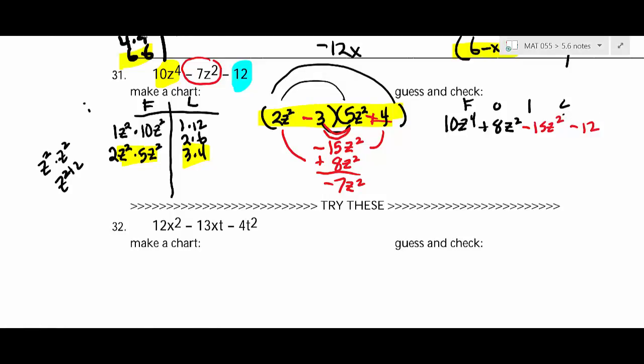Now, does that match what we started with? Yeah. It does, because these are like terms. So you would have 10z to the 4th minus 7z to the 2nd minus 12, and that matches the problem. So that's what you do. You can tell that you're right on that when you do that. So what I'm trying to get you to do is do trial and error. Okay? All right, is there any questions about that?